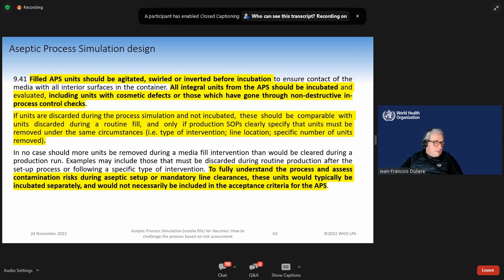If you have some problem, for instance, ampoules are from time to time difficult to be filled or to be freeze dried, you can have product falling and ampoules falling, something like that. You have to remove them from the process because they have lost product or things like that. You cannot remove during the APS more units than what happened during the standard batches.